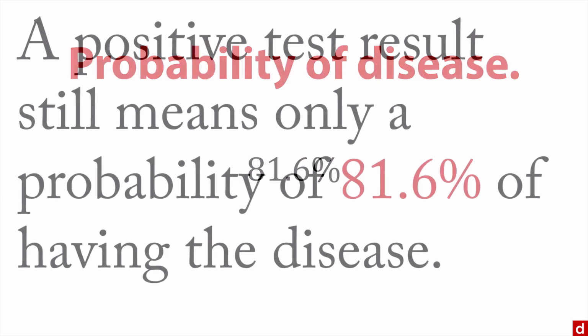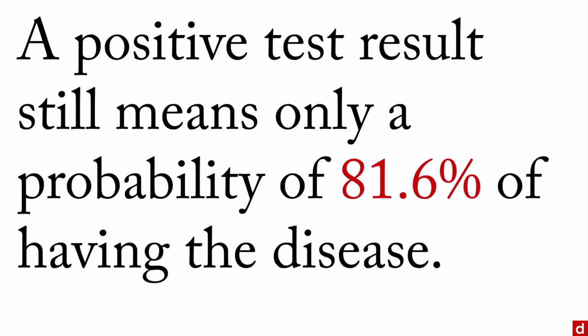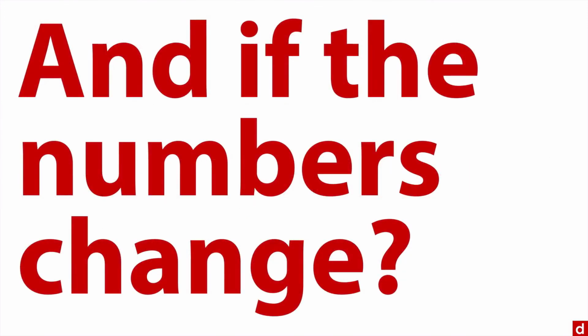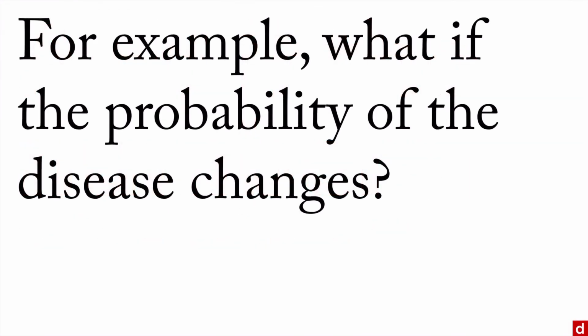Here's what that means. A positive test result still means only a probability of 81.6% of having the disease. So the test is advertised as having 90% accuracy. Well, if you test positive, there's really only an 82% chance that you have the disease. Now, that's not a really big difference, but consider this. What if the numbers change? For instance, what if the probability of the disease changes?